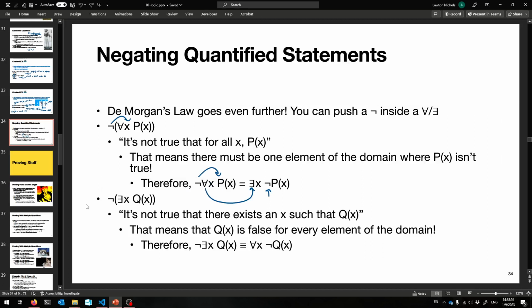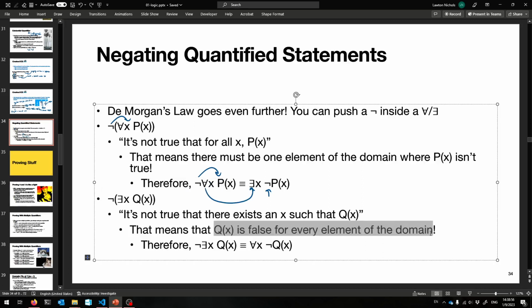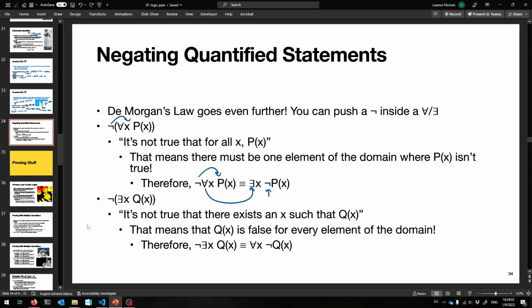None of them work, right? Q of x must be false for every element of the domain. Otherwise, you would have been able to find somebody for which it was true. So that means pushing the negation inside, the there exists becomes a for all. For all x, it must be the case that not Q of x is true. You see that? That's where the negation goes.